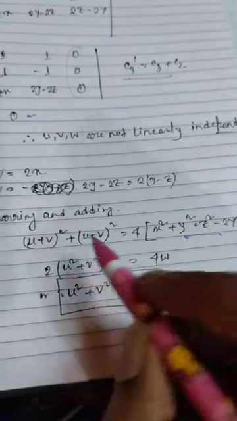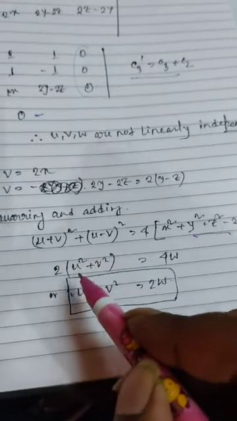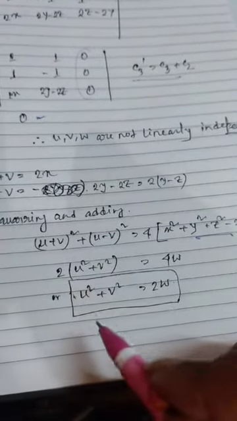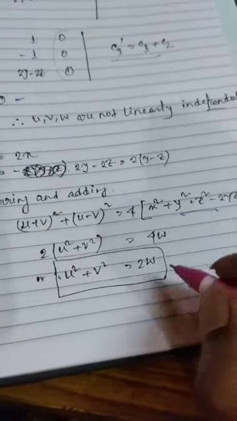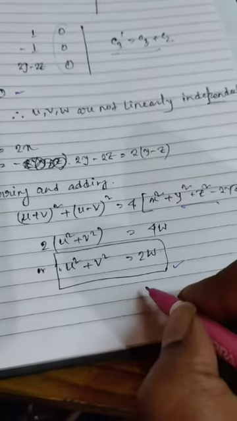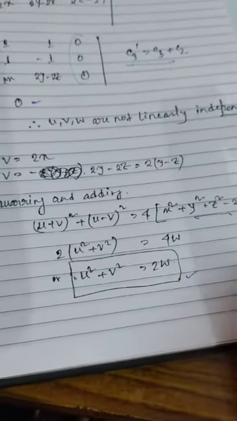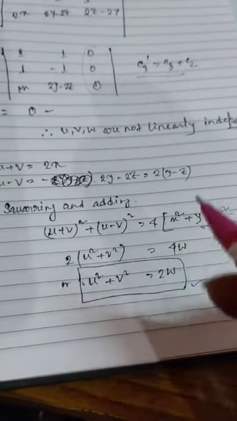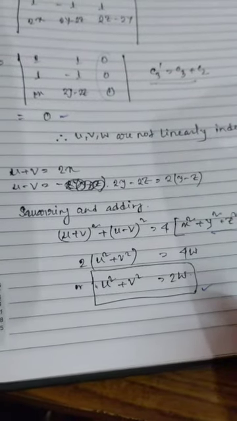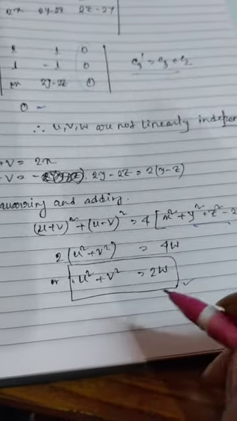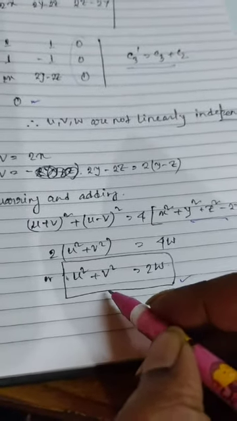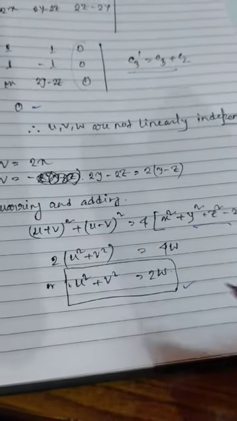So we get 4w, and (u plus v) whole square plus (u minus v) whole square is equal to 2 into (u square plus v square), and after simplifying we will get u square plus v square is equal to 2w. This is the relation between u, v and w. So we can say that u, v, w are not linearly independent, and they are dependent on each other by this relation: u square plus v square is equal to 2w.